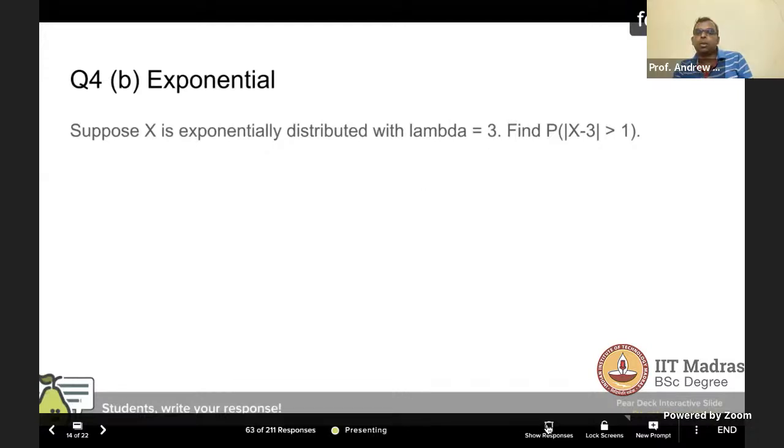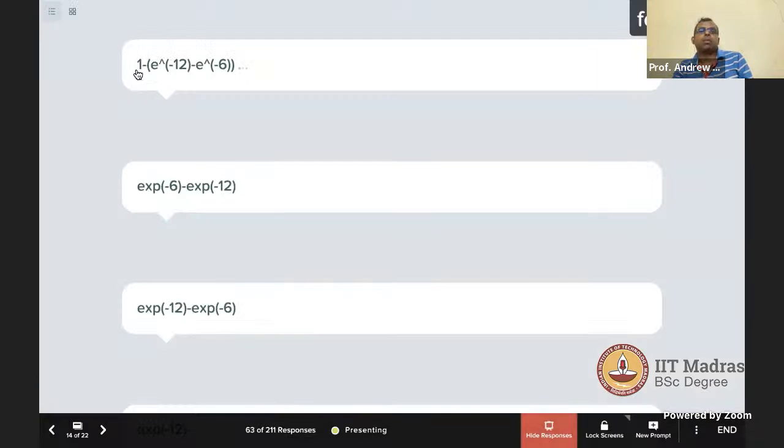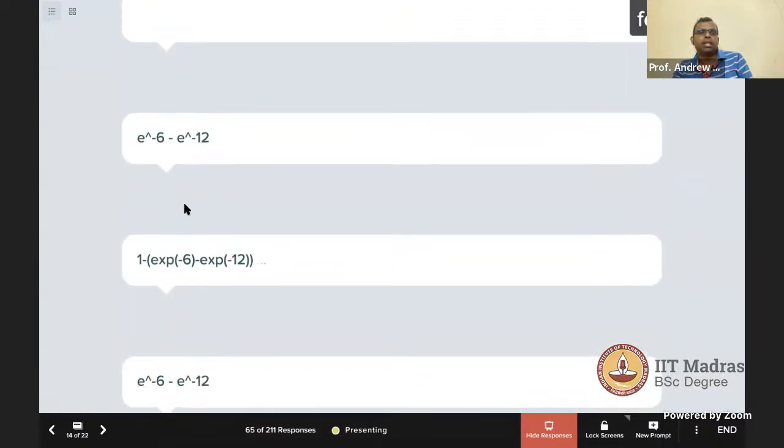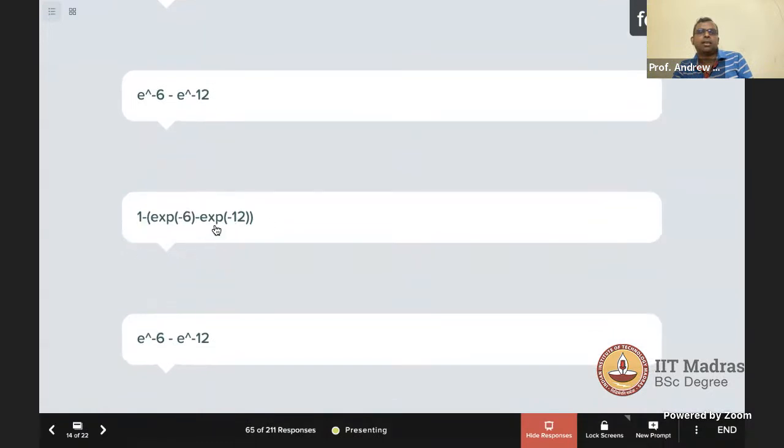And you should be able to get that. Yeah, so 1 minus e power minus 6 minus e power minus 2. Right? So it's not e power minus 6 minus e power minus 2. So I'm not getting any correct answer. This is the correct answer: 1 minus e power minus 6 minus e power minus 12. Is that okay? If you got this, you're okay.